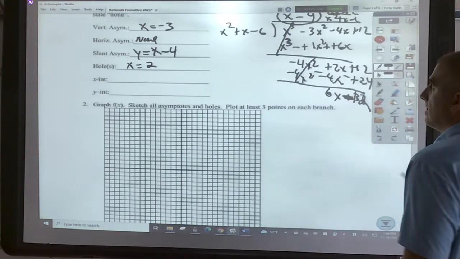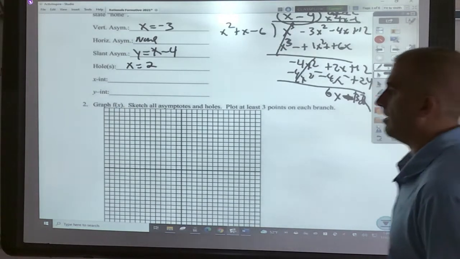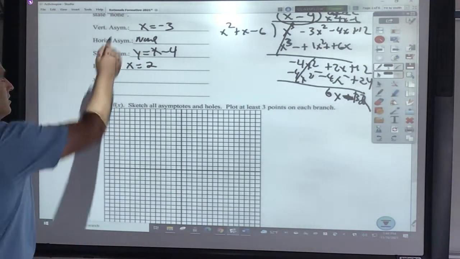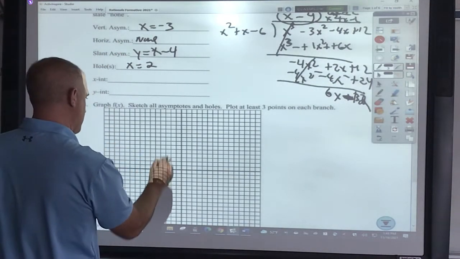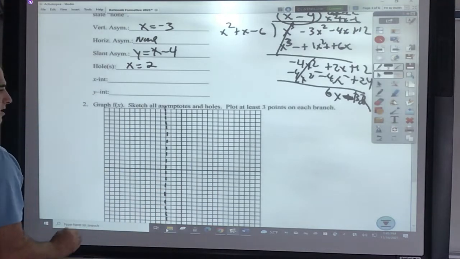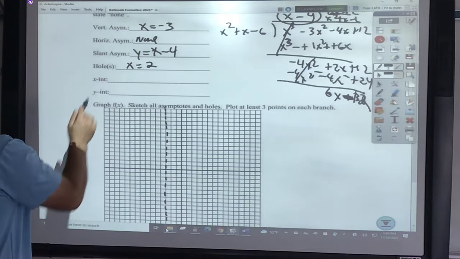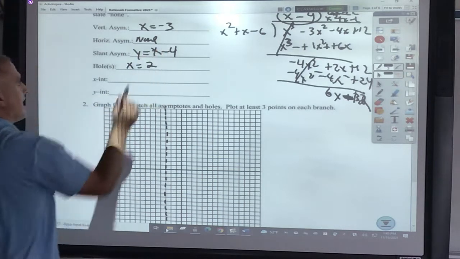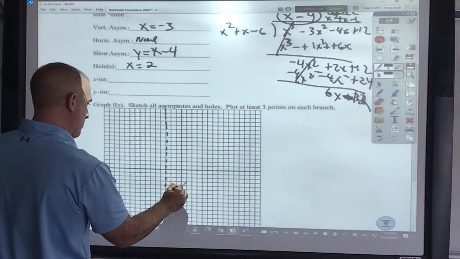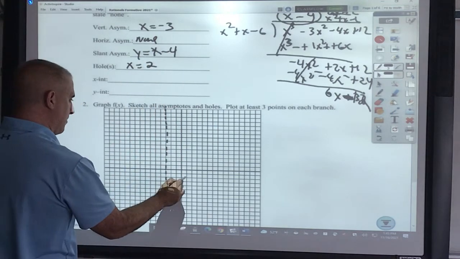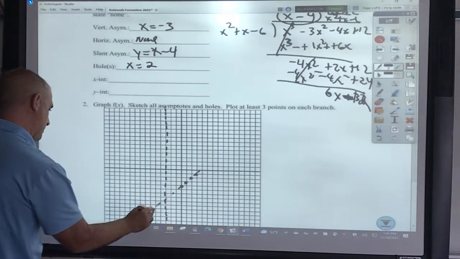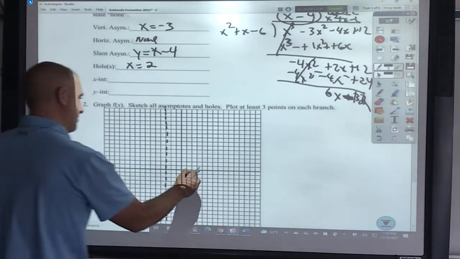All right, so now I want to take that information and make a graph with that. So my vertical asymptote at -3 would be here. I would have my slant asymptote, this is -4, so 1, 2, 3, and 4. The slope there is up 1 over 1, up 1 over 1, up 1 over 1. So I would have something that looked like this.